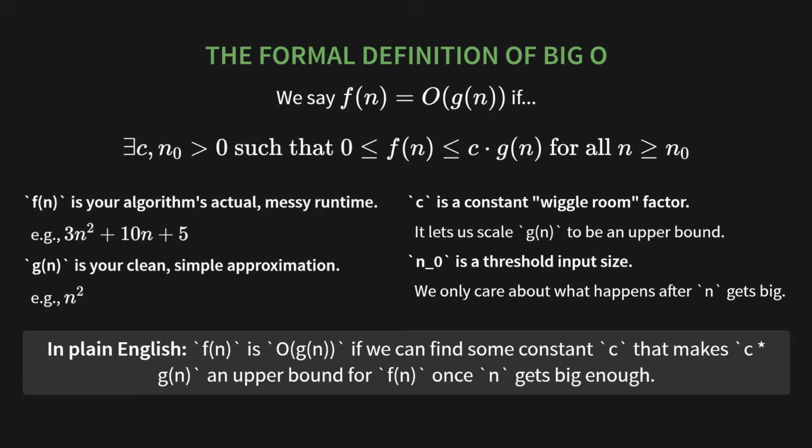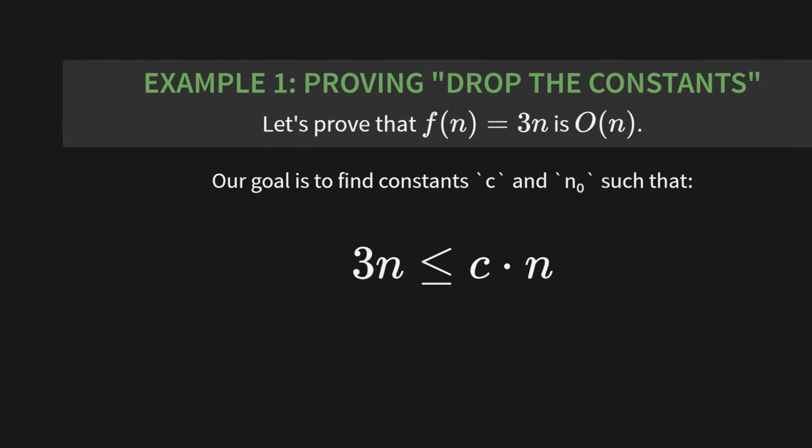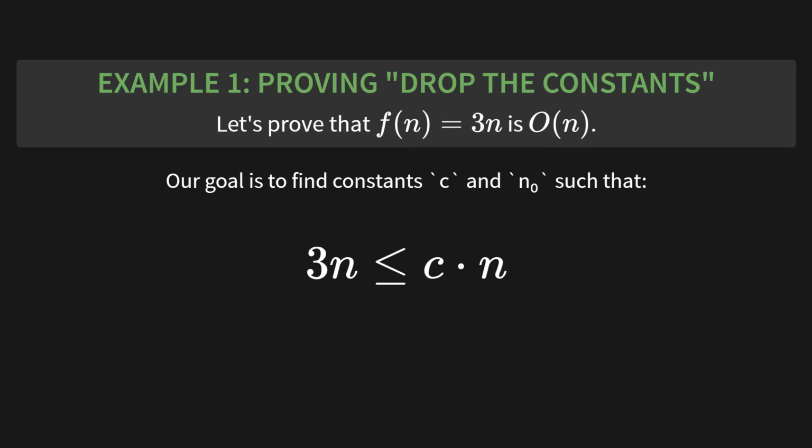Okay, now that we have the definition, let's use this to prove the two rules we learned. Example 1. Proving drop the constants. Let's prove that f of n equals 3n is O of n. Our goal is to find constants c and n0 such that 3n is less than or equal to c times n for all n greater than or equal to n0.